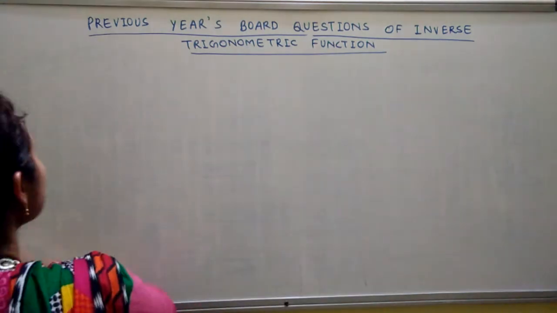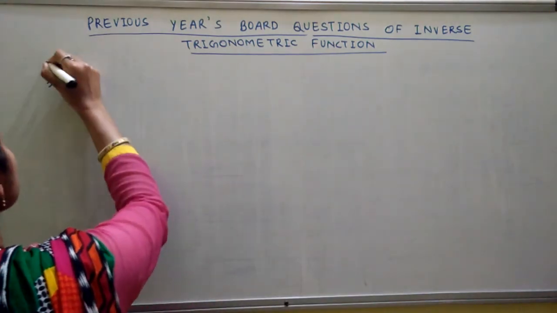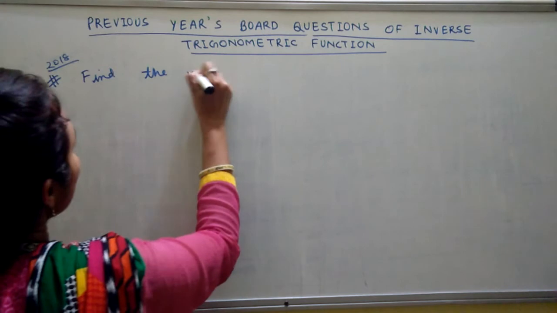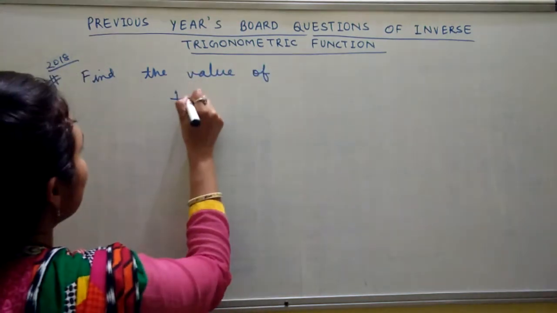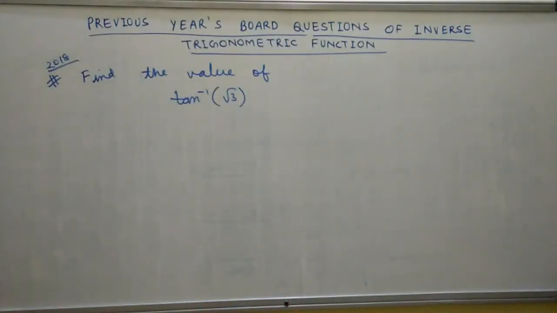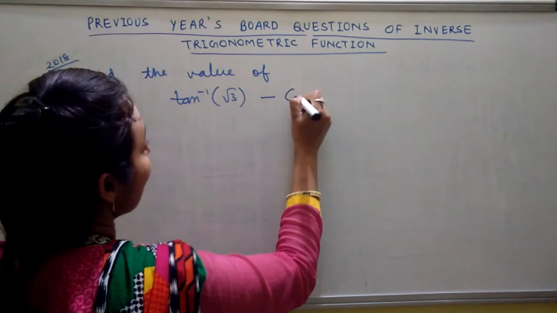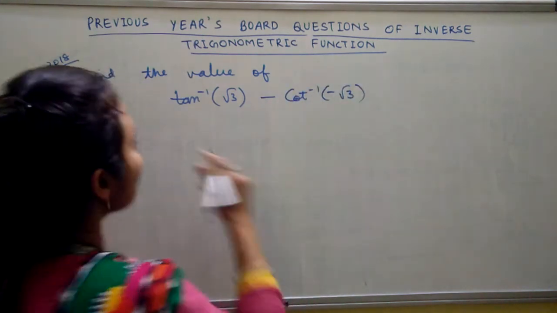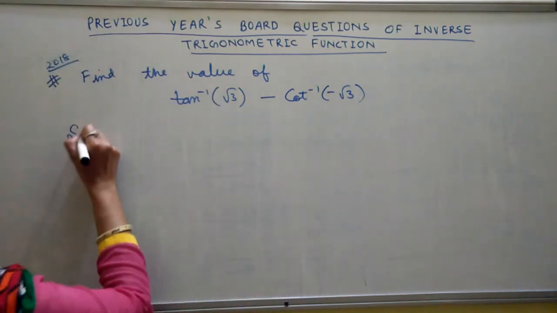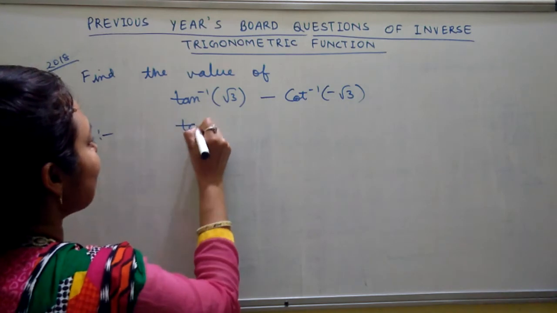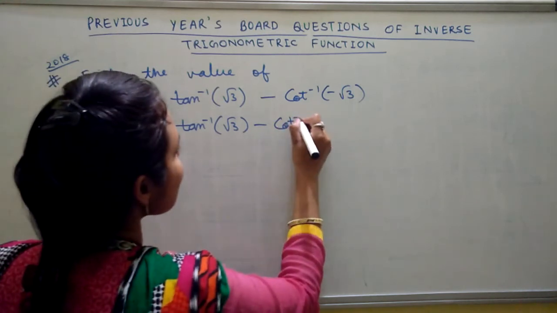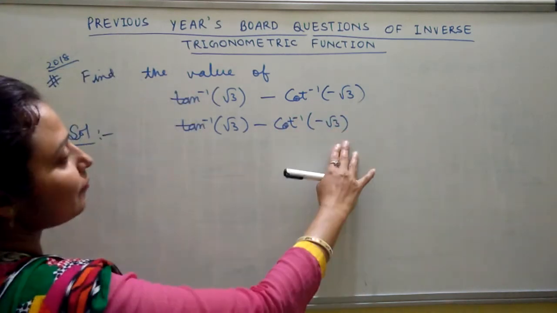The question demands: find the value of tan inverse root 3 minus cot inverse negative root 3. So this question appeared in 2018 in the board exam. Very easy question. When you start the solution, tan inverse root 3 minus cot inverse negative root 3, I will start from the equation.